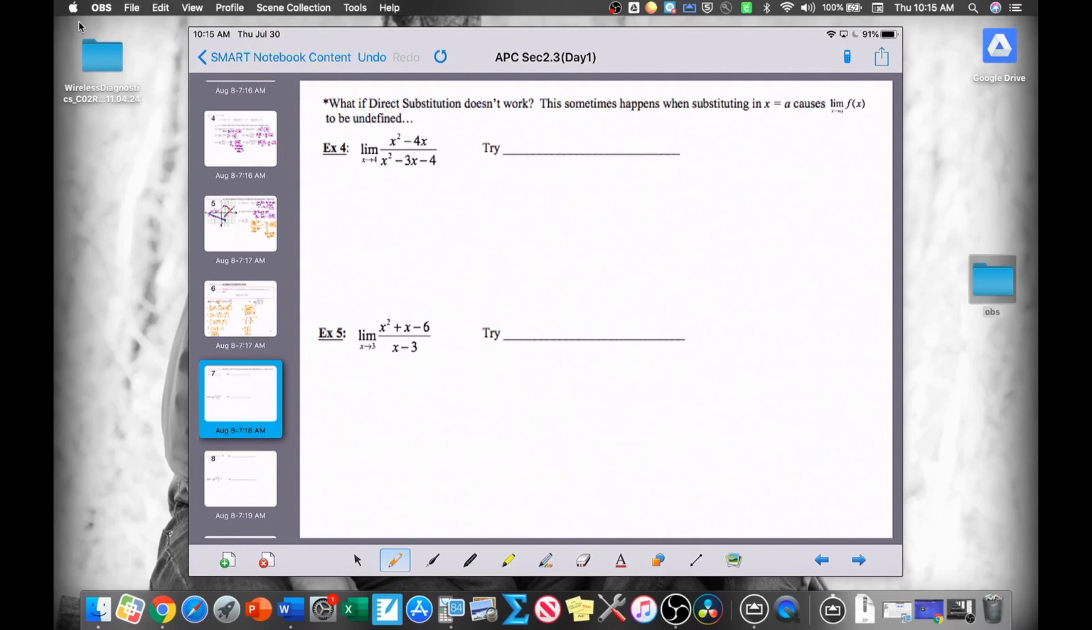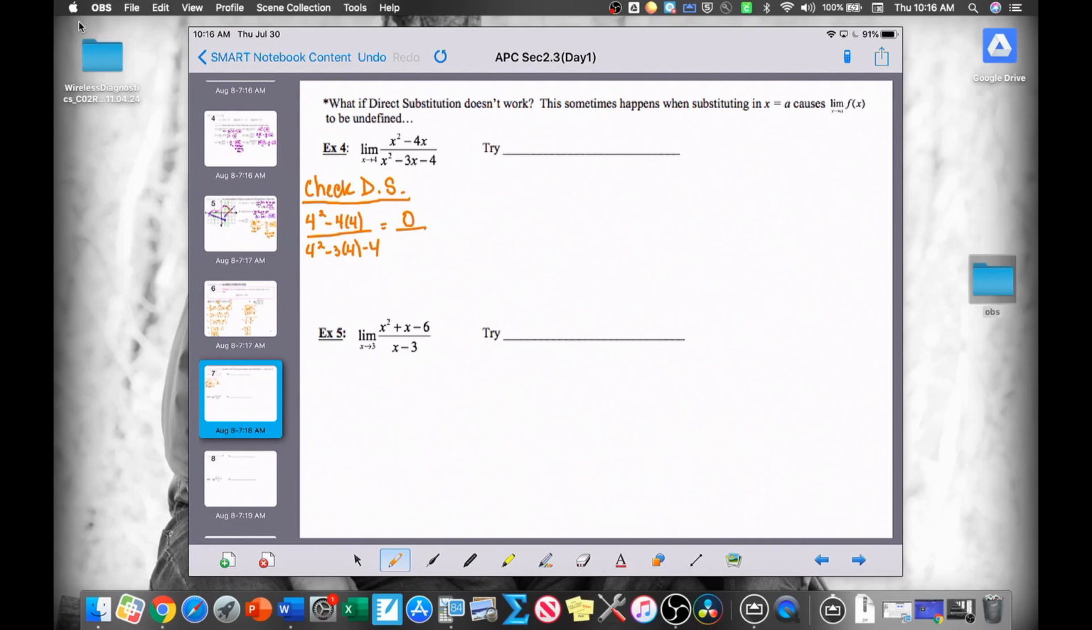First, we're going to check and see what happens if we were going to do direct substitution. I'm just going to simplify that to DS. So if I check direct substitution, I'm just plugging 4 in for x and doing the math. So I'm going to get 4 squared minus 4 times 4 divided by 4 squared minus 3 times 4 minus 4. In the numerator, 4 squared is 16, 4 times 4 is 16, and 16 minus 16 is 0.